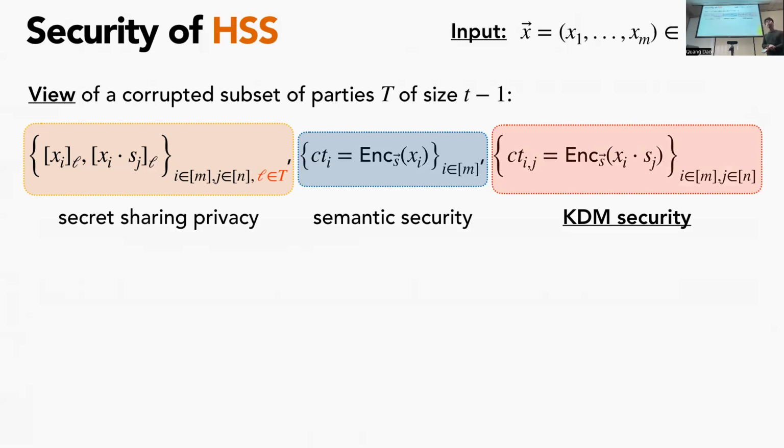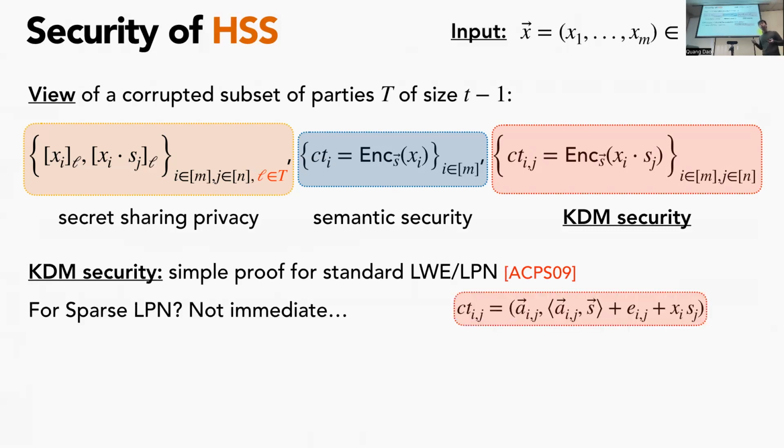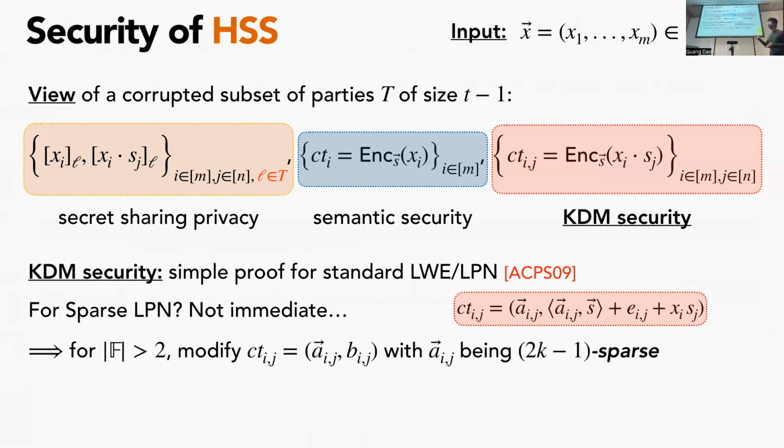But here we have a term where you encrypt a message that is also dependent on the key. So we need a special kind of security here, known as key-dependent message security. This has a simple proof if we were assuming LWE or LPN, but we're not. We're assuming sparse LPN, and so it does not appear to be immediate. The technical difficulty is that in LWE or LPN, you have random vectors, and if you add two random vectors, the result is a random vector. But if you add two k-sparse vectors, the result can be anything. At most 2k-sparse, yes. But you don't have good control.